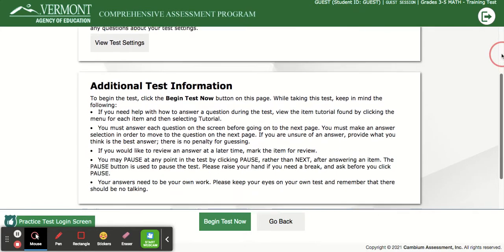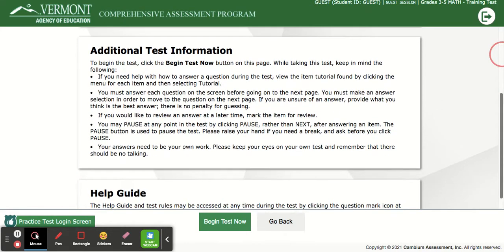Additional test information. So this is going to just give you a little bit of extra information. When you're ready to start the test, when you're in class, and I say go ahead and start, you will click the Begin Test Now button. While you're taking the test, keep some things in mind. If you need help with how to answer a question during the test, you can look at a tutorial that is in the menu for each item.